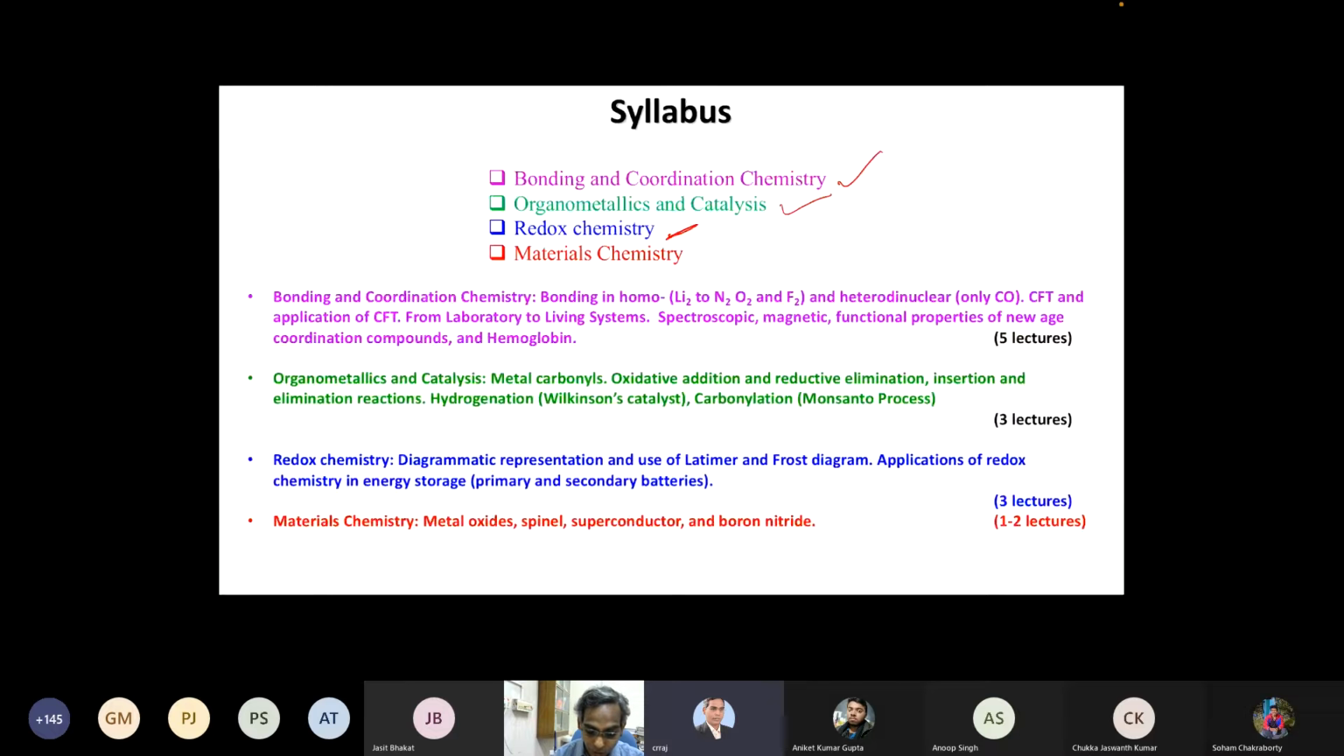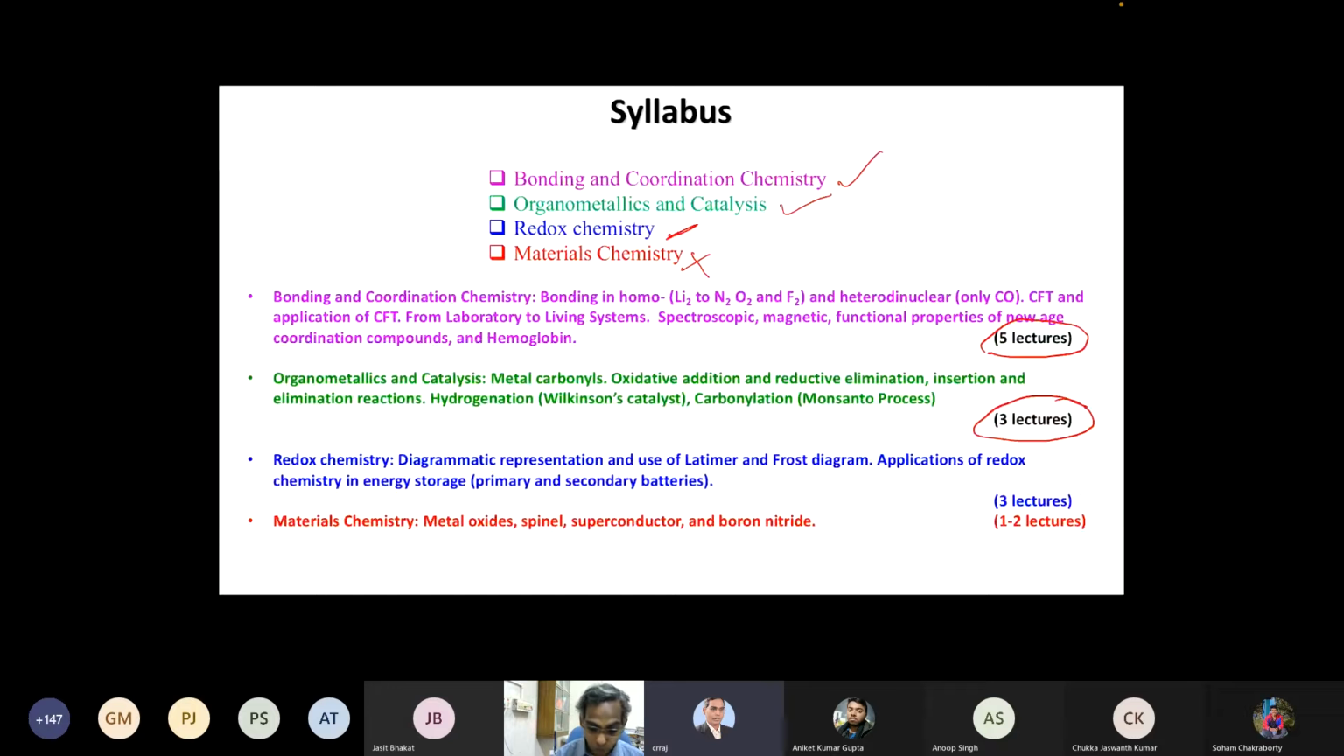And here, this material chemistry, we will not be learning. That is almost 1.5 or 2 lectures that we will not be learning this semester. So you can follow here. This distribution of classes may not go well here, right? Because we have only 10 classes.